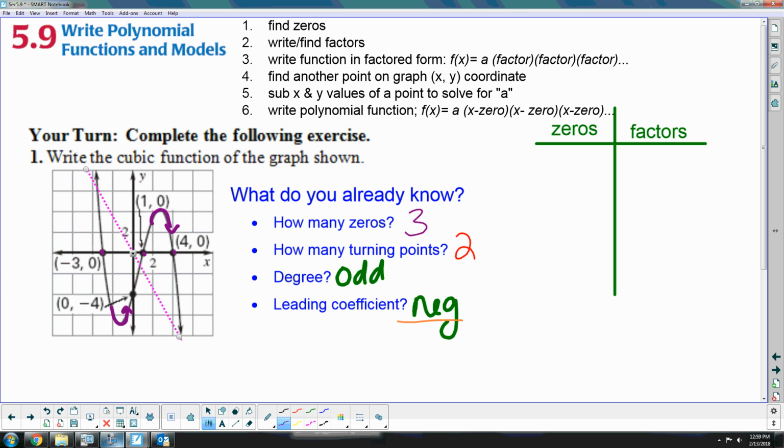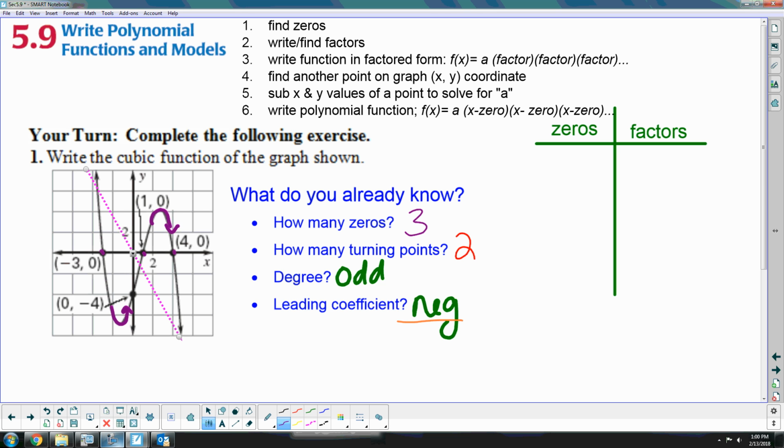So if we look at the end behavior of our graph, we can see that it changes. As x approaches negative infinity, y approaches positive infinity. And the opposite is true for positive infinity for x. Y approaches negative infinity. So we know it's an odd degree. And then lastly, the leading coefficient. We know that's negative because the end behavior resembles a line with a negative slope.